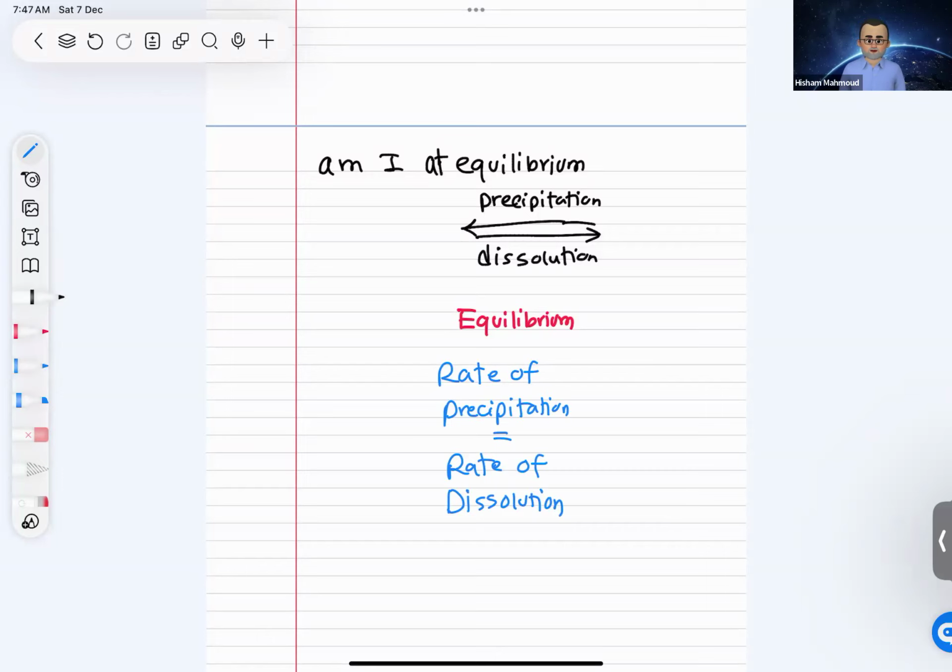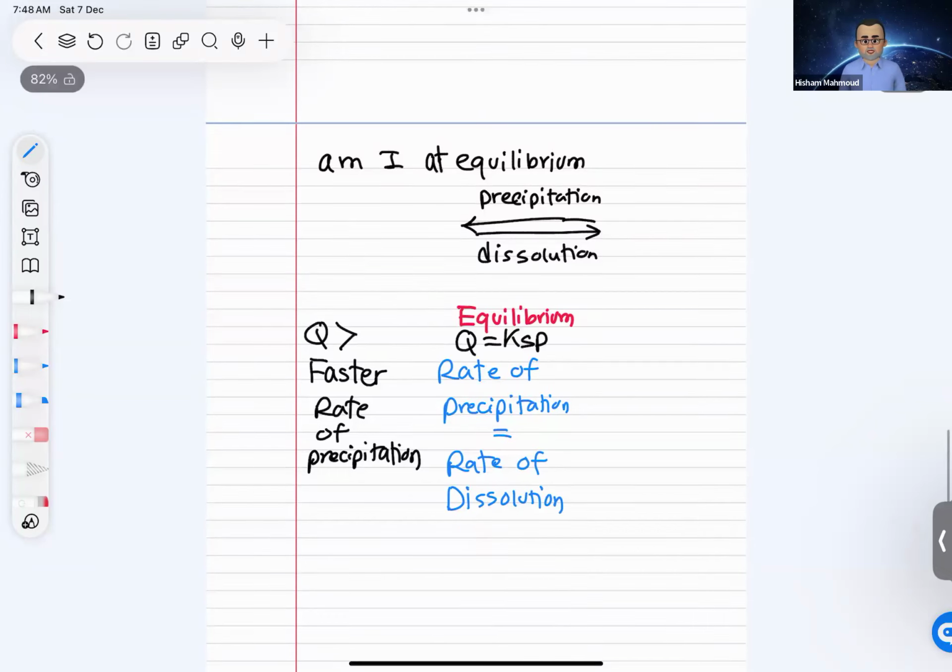If you have a faster rate of precipitation, you will be moving towards what? Backwards. So faster rate of precipitation. So is it the forward more or the backward more, Yasin? That's the rate of precipitation. This is if Q is equal to Ksp. When Q is more than Ksp, here Q is less than Ksp.